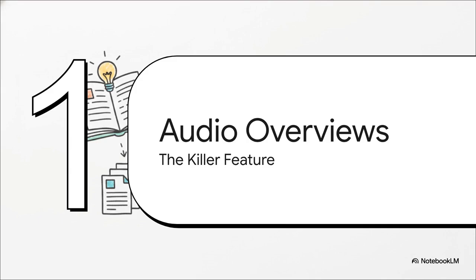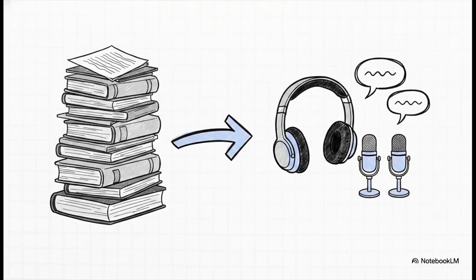Section 2. The killer feature. Audio overviews. Okay, let's dive into this because everything we've discussed so far is incredibly useful for organization and research. But this next capability, it is the absolute standout feature of Notebook LM. This is where it transforms from being a great note-taking tool into something that honestly feels just a little bit like magic. Get this, you can turn a 300-page book or a super dry research paper into an AI-generated podcast.